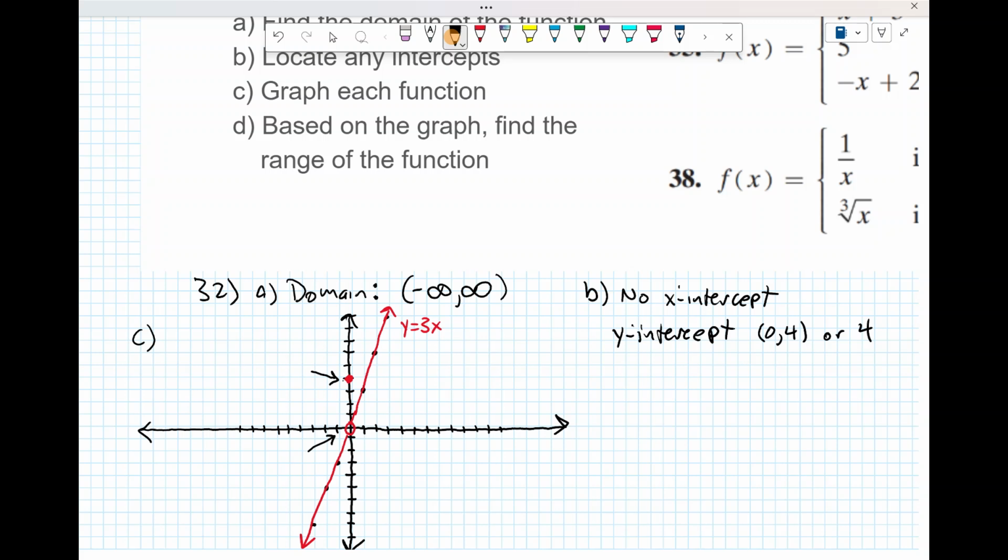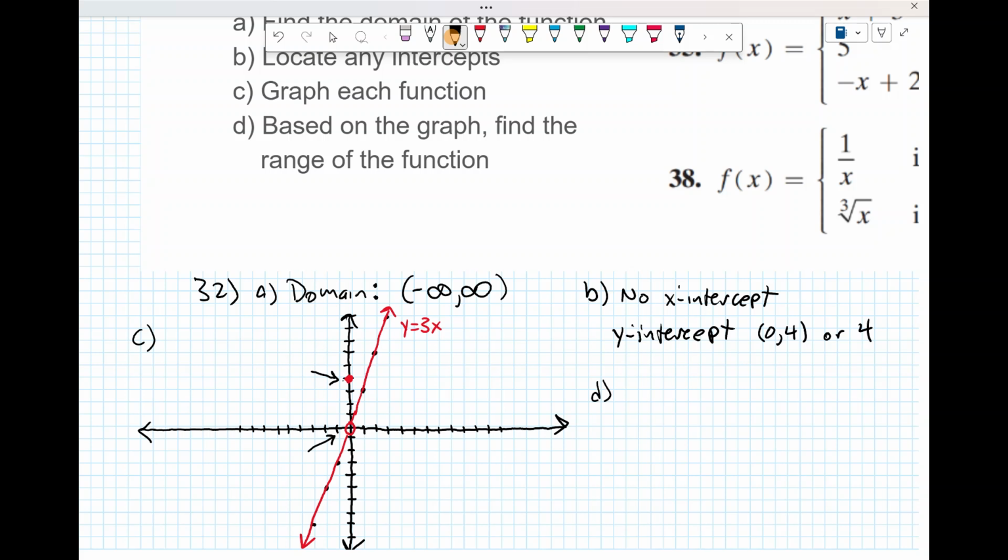We already graphed the function. Let's find what the range of the function is. So the range of the function is interesting. You have to be careful. It almost looks like it's from -infinity to infinity, but it doesn't hit every y value. It is missing one y value.